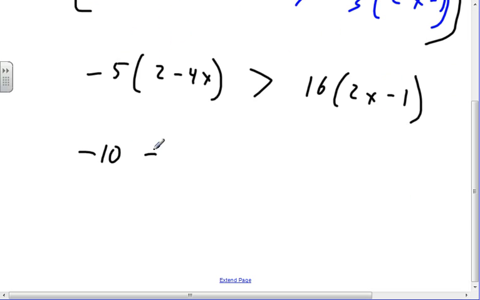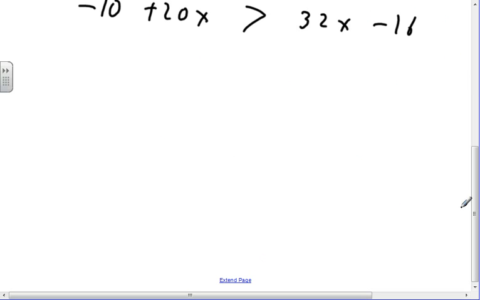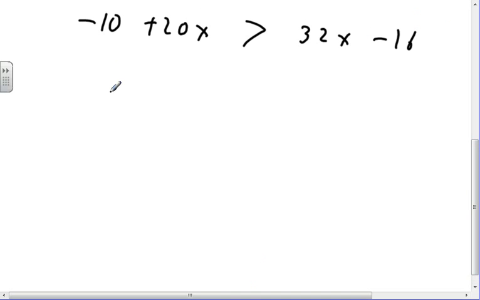Minus 10 plus 20x greater than 32x minus 16. Okay, I'm going to add 16 to both sides, 6. And then I'm going to subtract 20x from both sides, 12x. 1/2 is greater than x.